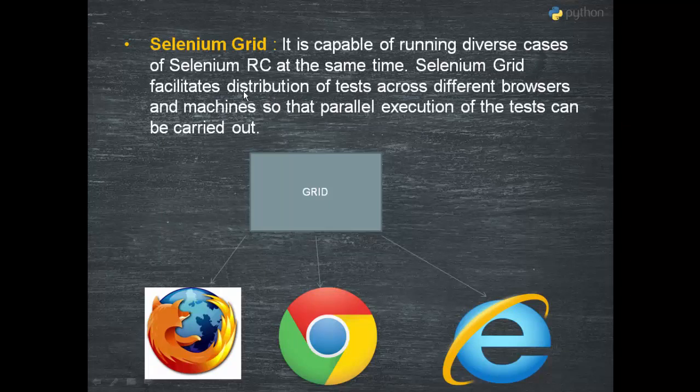The fourth one is Selenium Grid. It is capable of running diverse instances of Selenium Remote Control at the same time. Using Selenium Grid, we can run the test cases in different browsers at the same time. Selenium Grid facilitates distribution of tests across different browsers and machines so that parallel execution of the tests can be carried out. Here we are doing parallel execution so that we can save time. That is called Selenium Grid, and we will discuss more about it later.